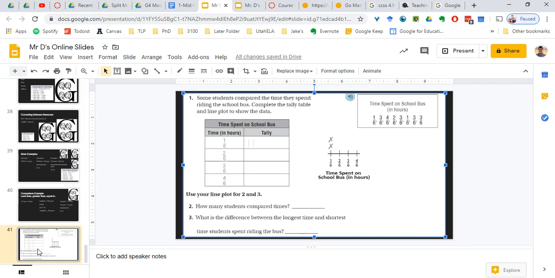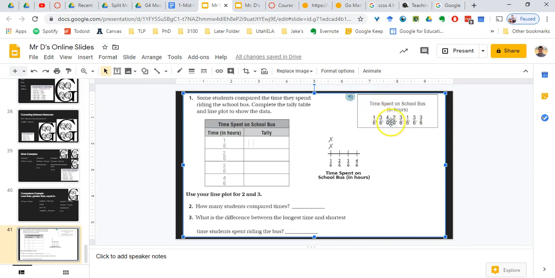So, number one says some students compared the time they spend riding the school bus. Complete the tally table and line plot to show the data. So let's orient ourselves right here. Over here we actually have our data, and this is sometimes called the raw data. It's just the raw data.